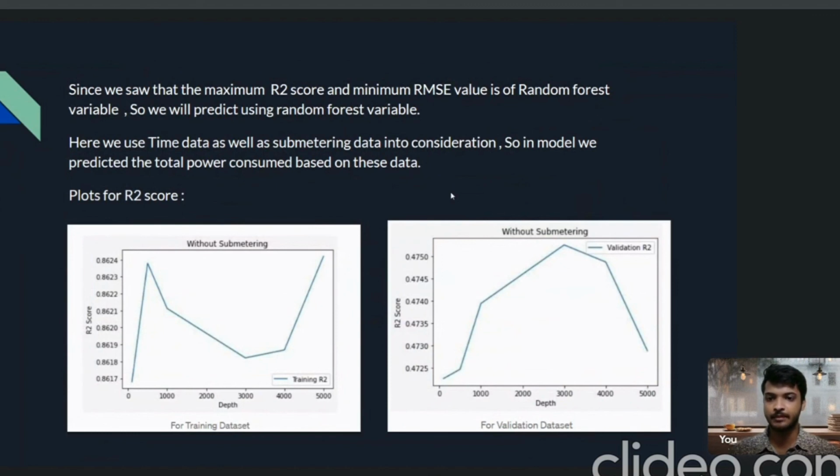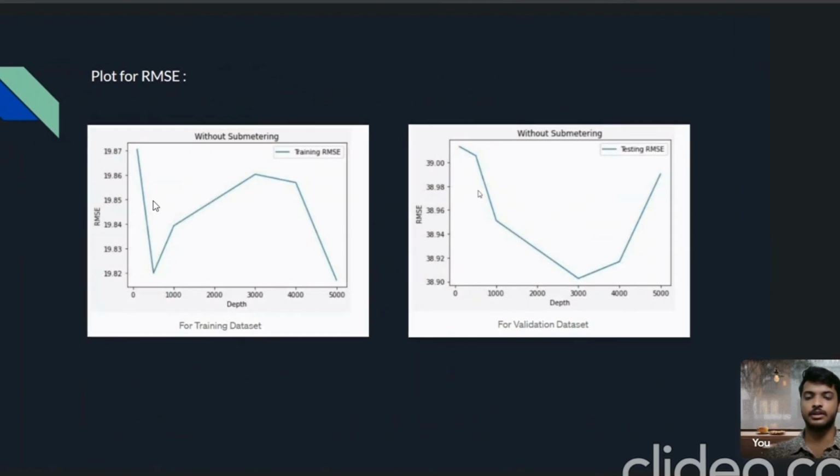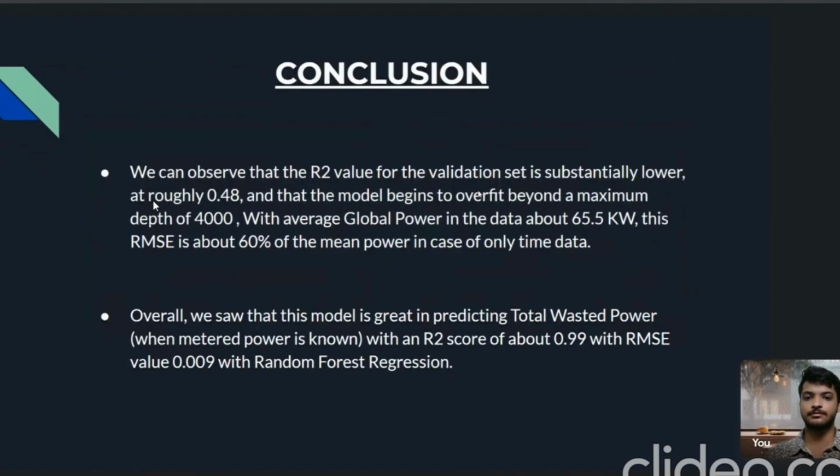Here we use time data as well as some metering data. So in a model we predicted the total power consumed based on these data. Here we have shown the variation of the R square value with depth for the training and validation dataset respectively. Similarly, in this slide we have shown the plot for variation of RMSE value with depth for the training and validation dataset respectively. Now we will look at the conclusion part.